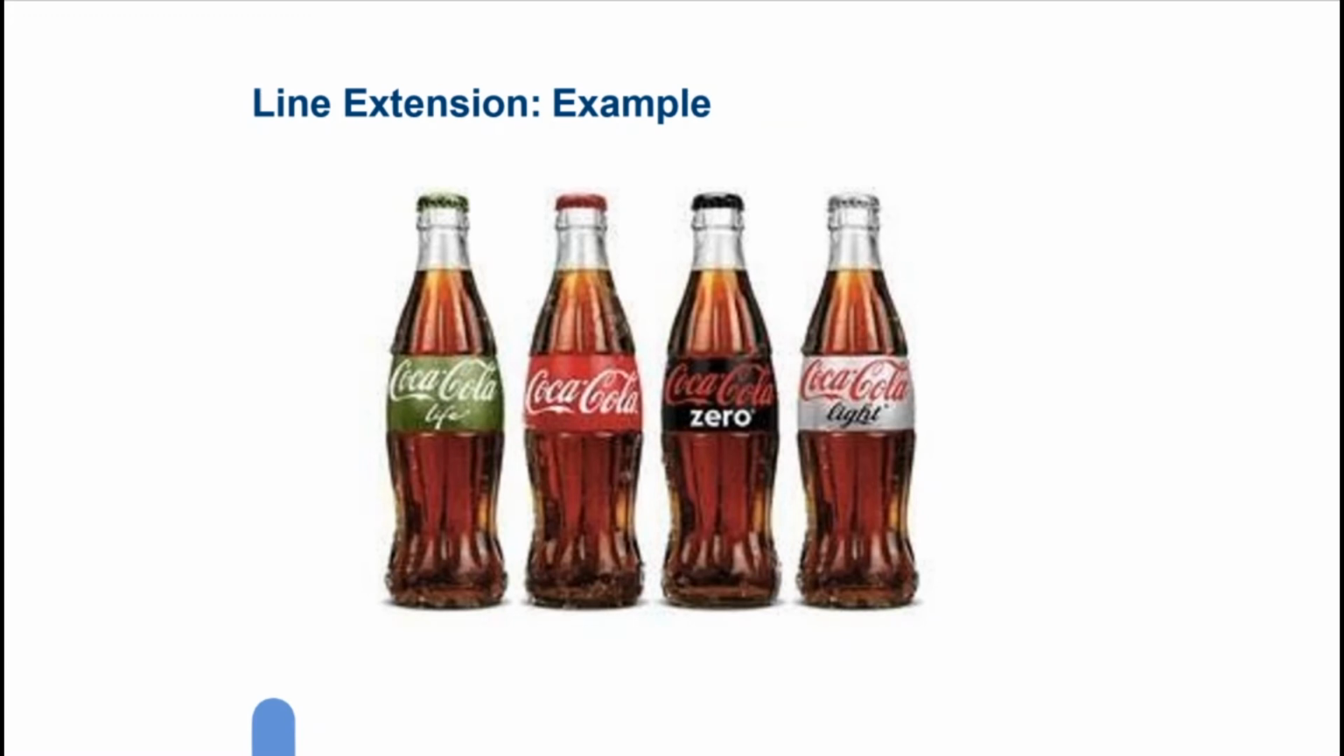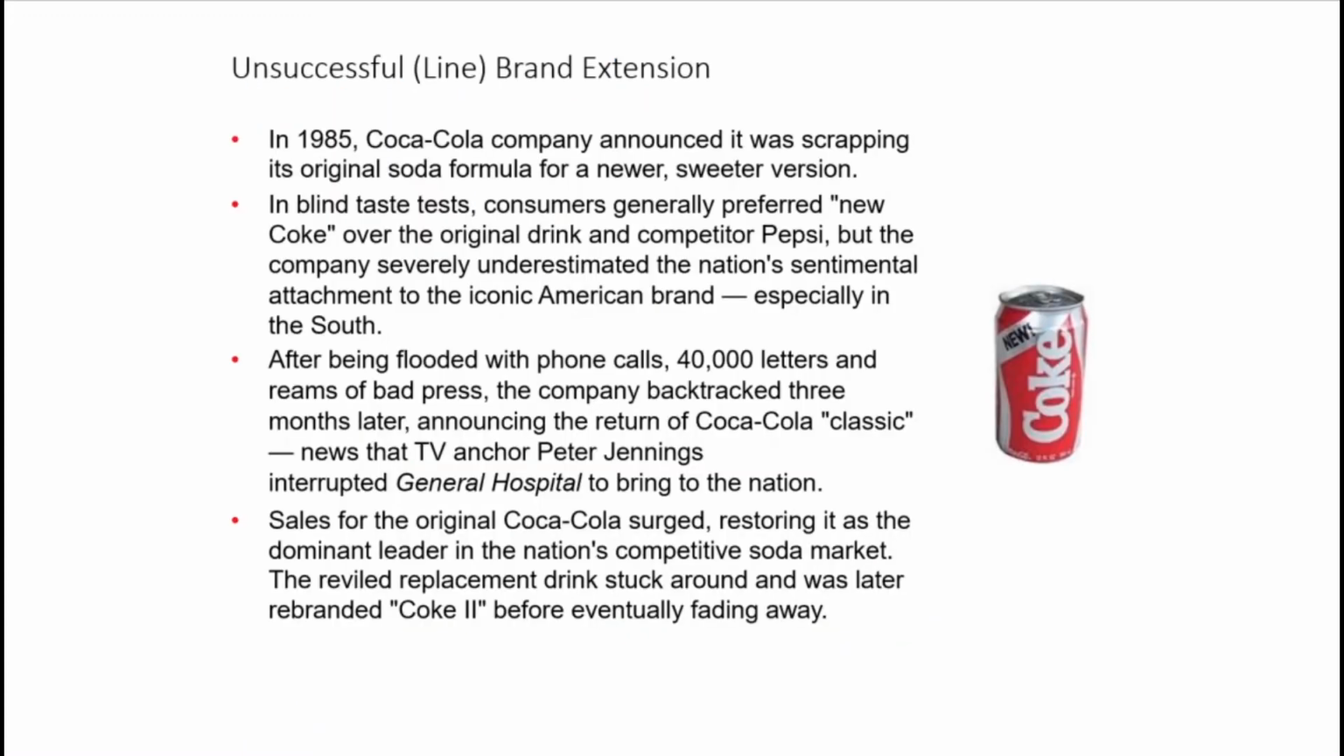Line extensions occur when a company extends existing brand names to new forms, colors, sizes, ingredients, or flavors of an existing product category. In this slide, you can see one unsuccessful line or brand extension example of Coke. You can stop and read it in your free time, but we need to move on.